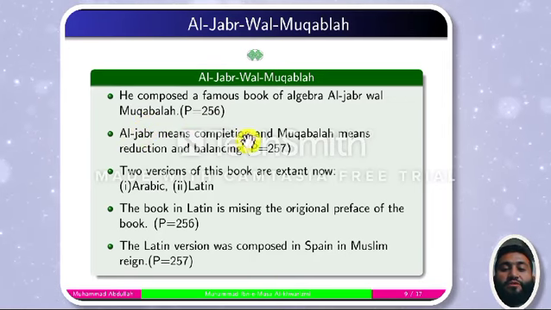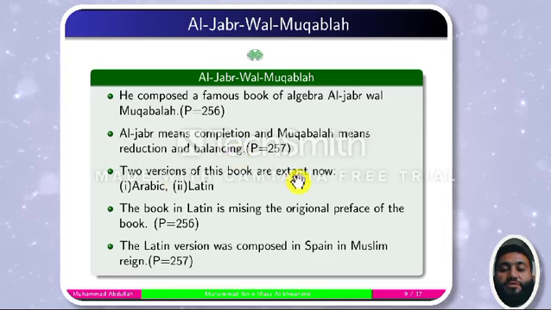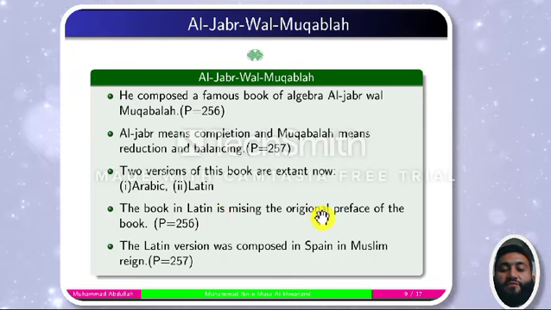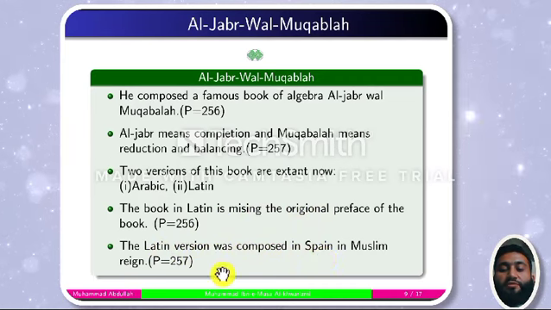Al-Jabr means completion and Muqabla means reduction and balancing. Two versions of this book are extant now, one in Arabic and the other in Latin. The book in Latin is missing the original preface. The Latin version was composed in Spain in Muslim reign.